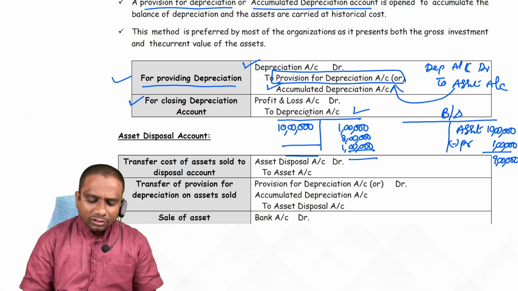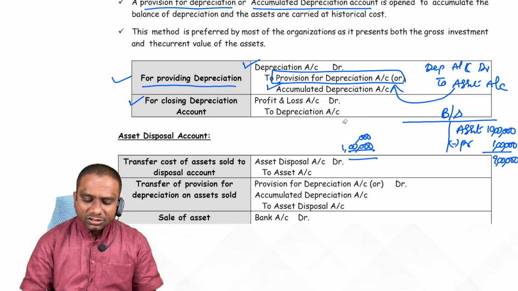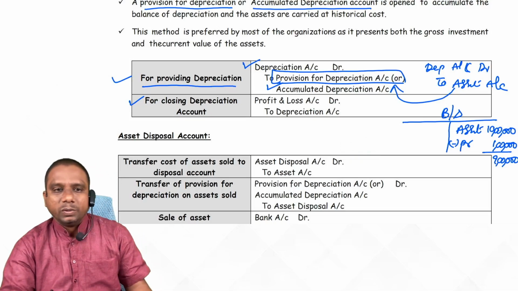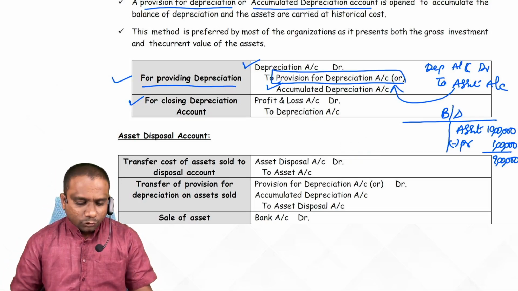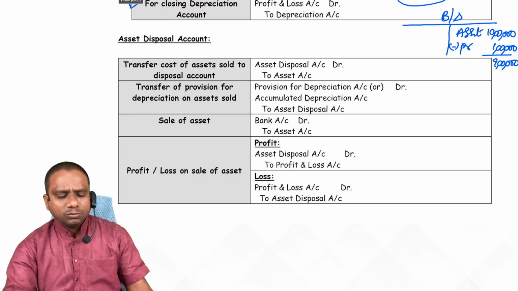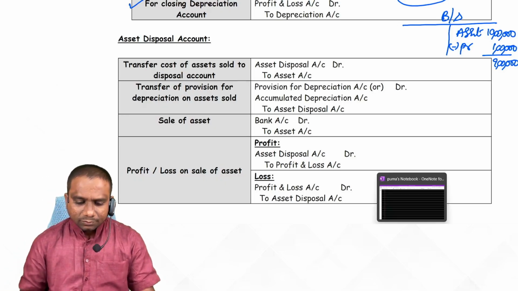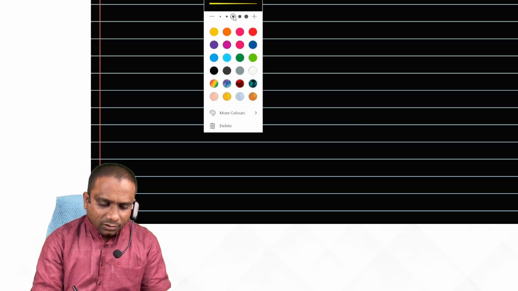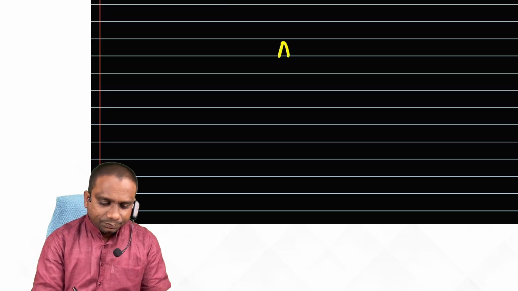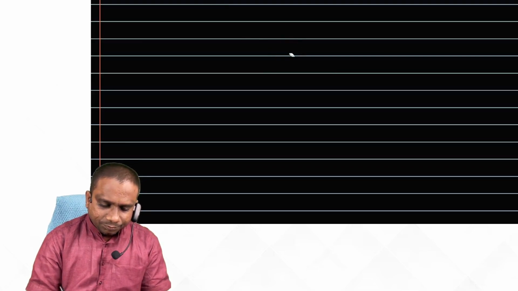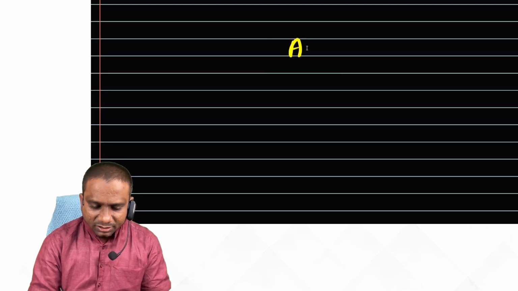There is a thin line of difference between when the provision for depreciation account is maintained and when it is not maintained. So be careful, students. Next one, asset disposal account. Most of the students get some confusion here also. See, I am taking just an example, suppose this is the asset account. Yeah, this is the asset account.